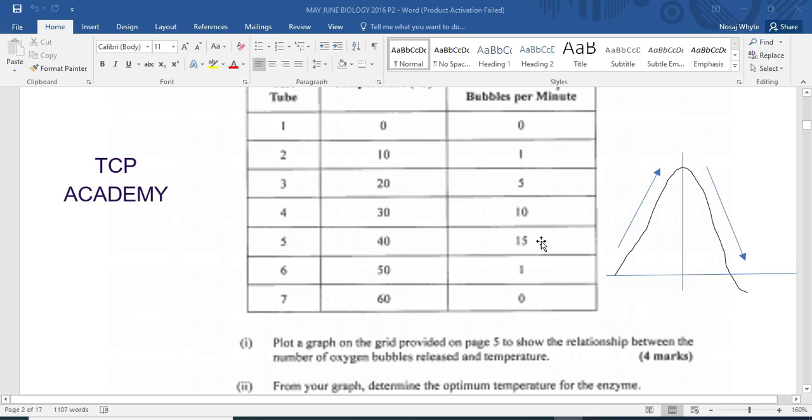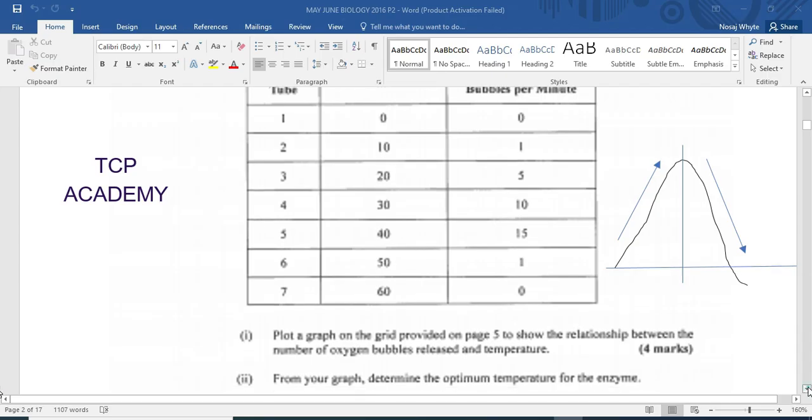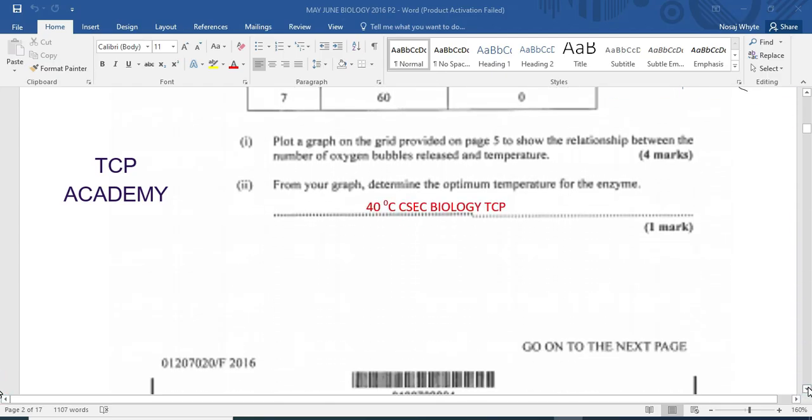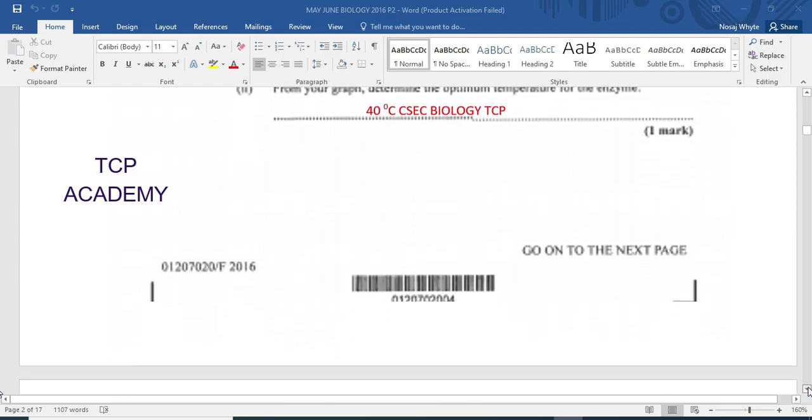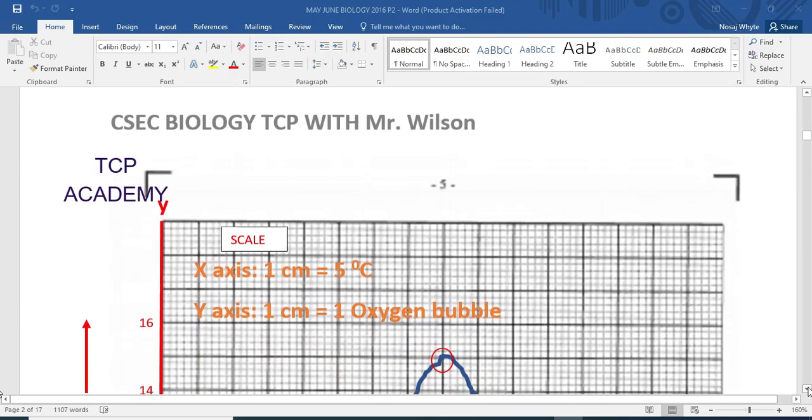This is, of course, the optimum, the most efficient point, and that's right there at the top of that graph I've just drawn to explain. So 40 there we have as the answer, 40 degrees Celsius to be specific. The unit is very important.